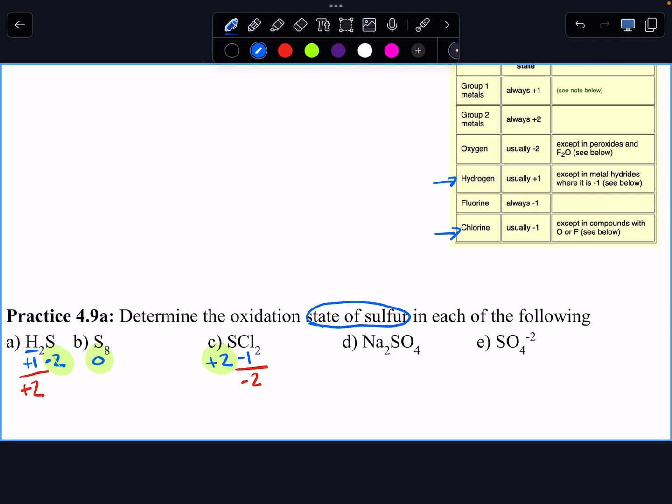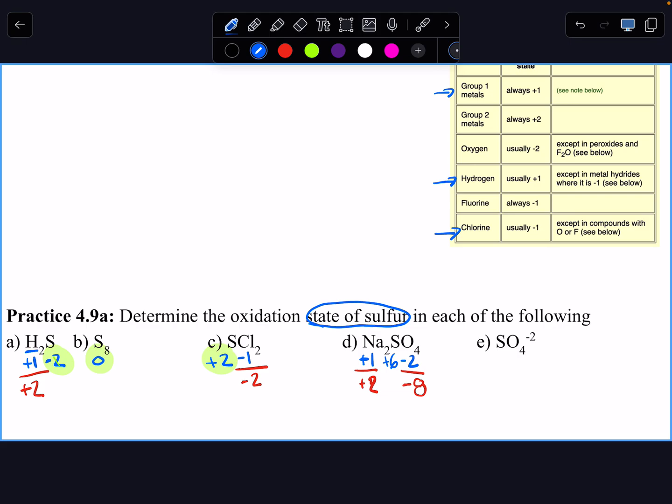Okay, coming to D, sodium has a rule because it's in group 1, so column 1. Its rule is that it's +1. Oxygen has a rule, it's -2. I'm going to sum those up. So this gives me +2 total and -8 total. Then sulfur, in order to make that whole thing add up to 0, must be plus 6.